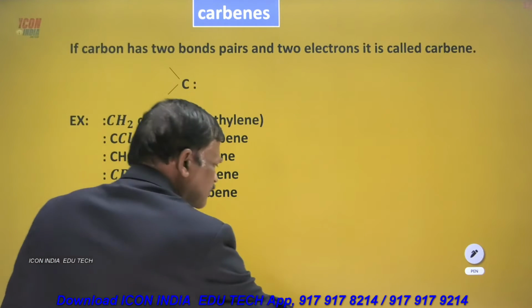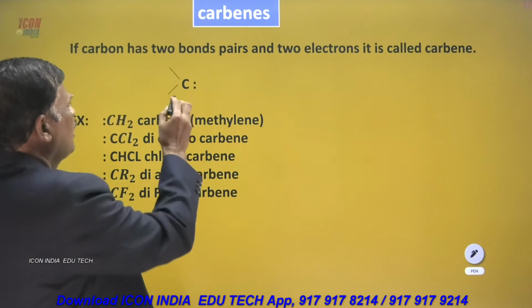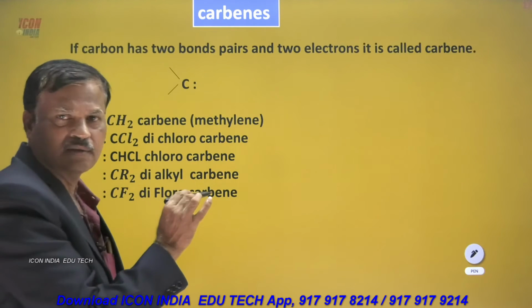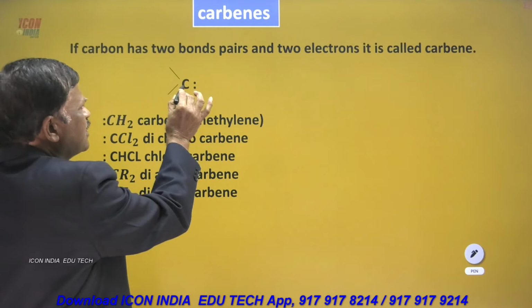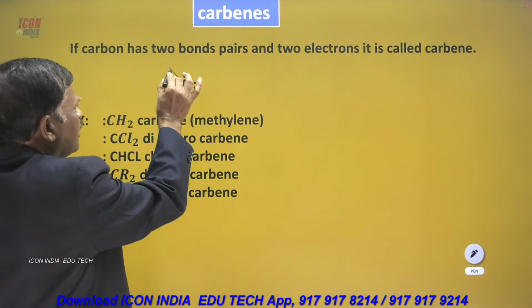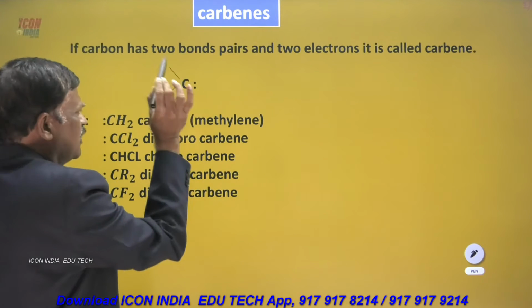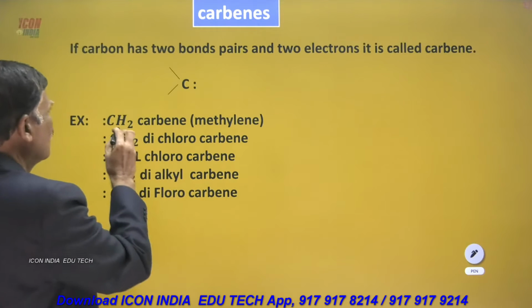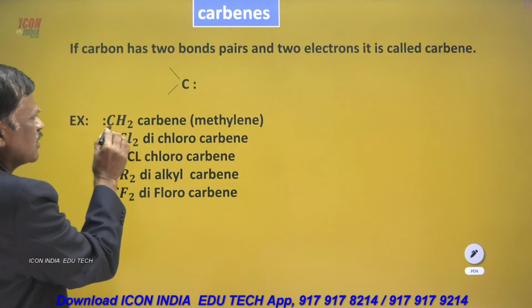Please see here. Carbenes. What's a carbene? Carbon having two bonds with two electrons. You know, carbon has 4 valence electrons. Out of 4 valence electrons, it utilizes 2 valence electrons forming 2 bonds and 2 electrons are left. So that itself is called a carbene. So CH2 is a carbene because here carbon is forming 2 bonds with 2 hydrogens and has 2 electrons.